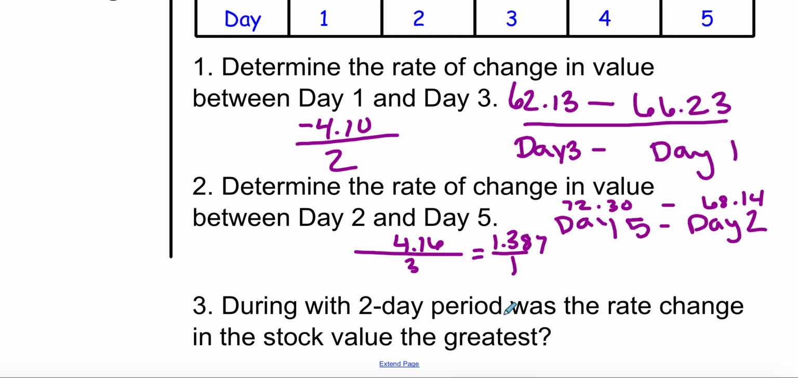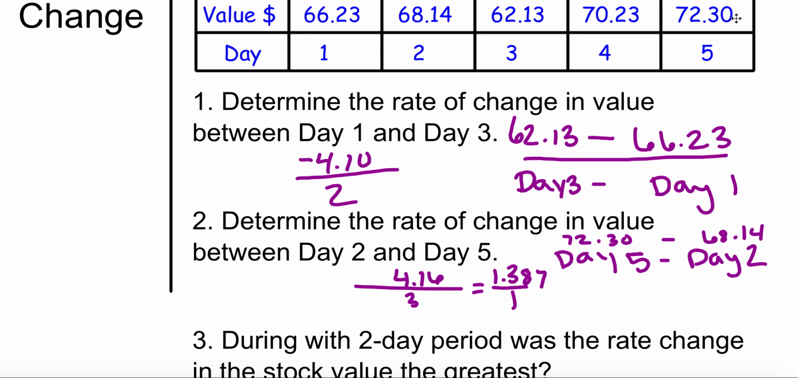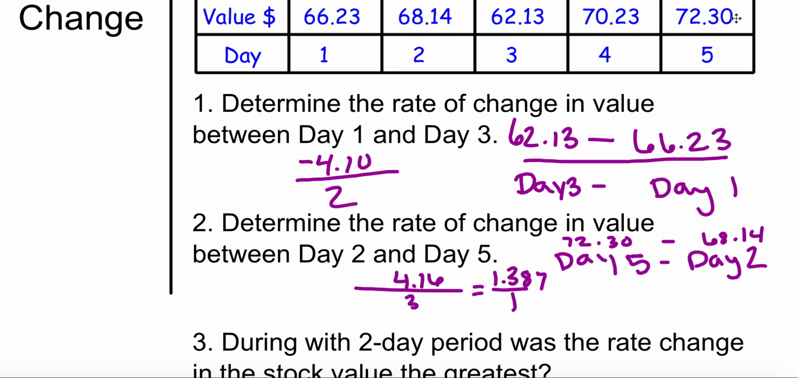During what 2-day period was the rate of change in the stock value the greatest? So I want to know between which one of these did the stock value go up the most. And I think just by looking at it, we'd be able to say from here to here, that sure looks like it's going to go up the most, from 62 to 72. But we could calculate that even by saying, okay, and I'm going to do my work to the side here, that we want to go from day 5 and subtract day 3.